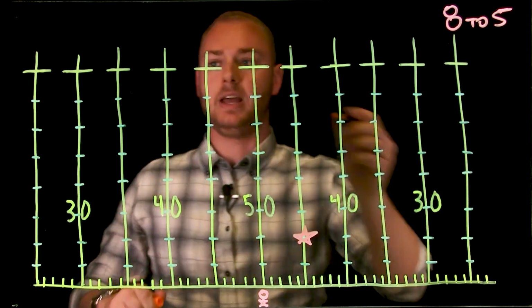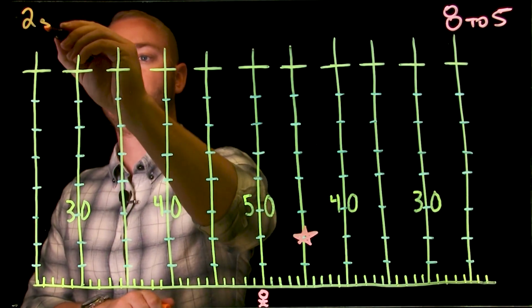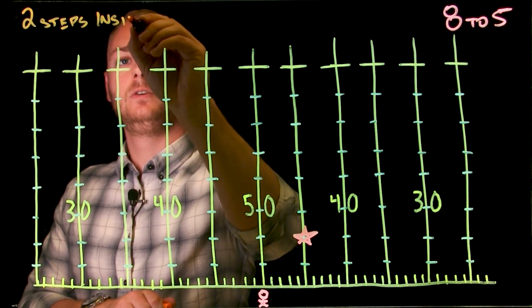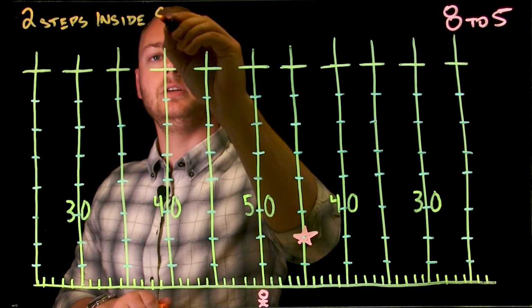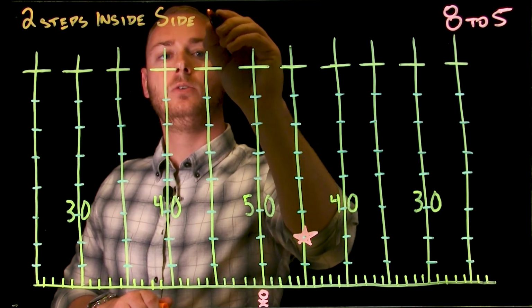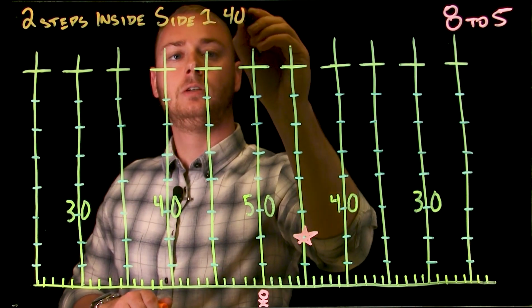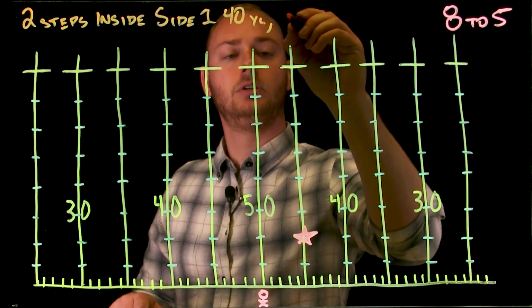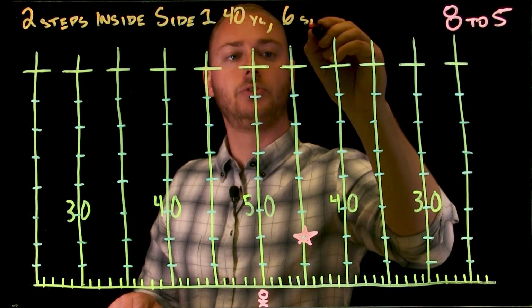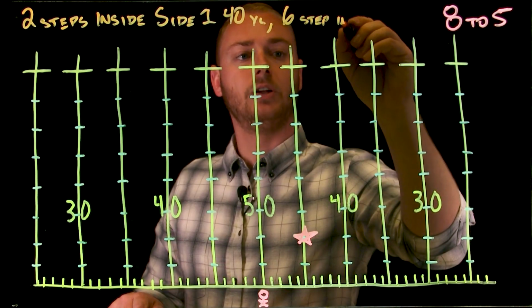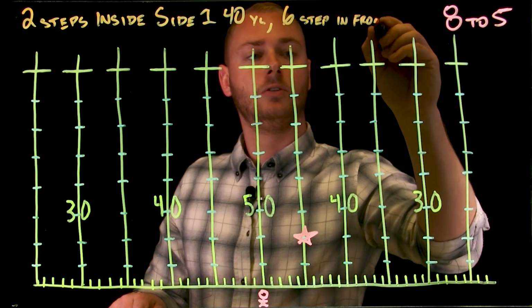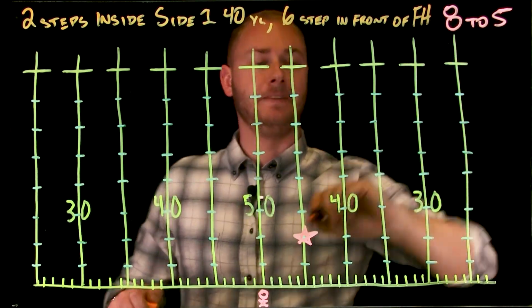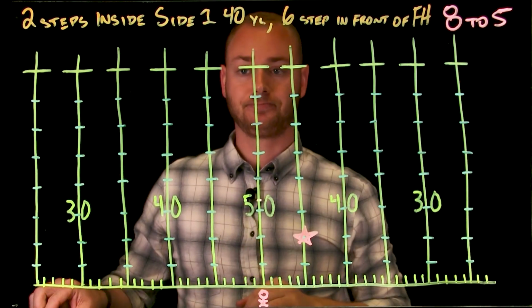Cool. Let's say 2 steps inside the side 140, and let's say 6 steps in front of the front hash. FH stands for front hash in this situation.